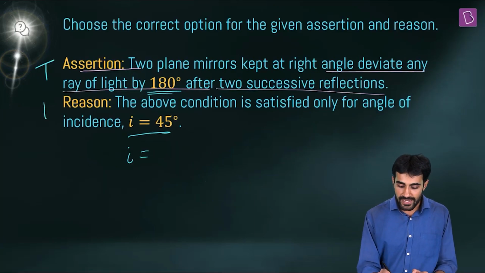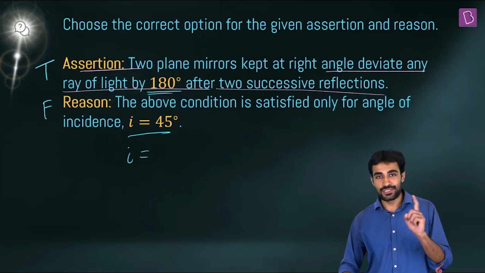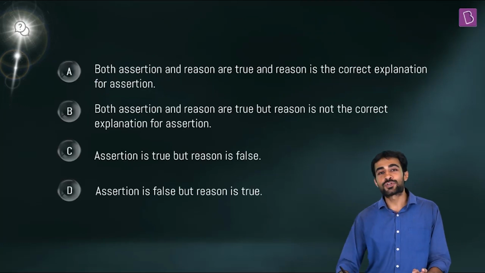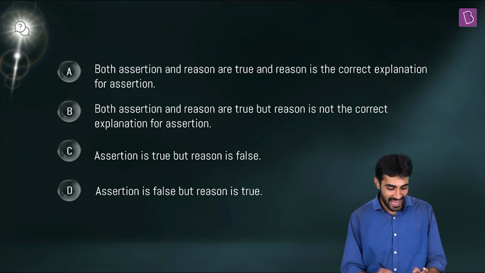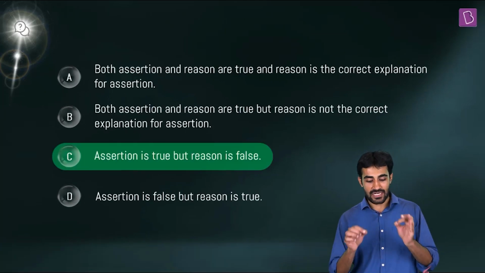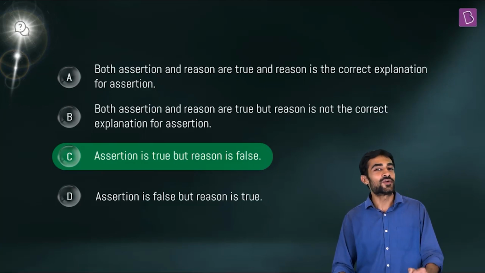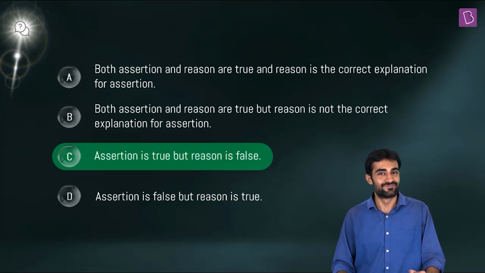So reason is false. Assertion is true. So these are the options. What should we pick? We can pick option C. Assertion is true, but the reason is false, as the right answer for our question.